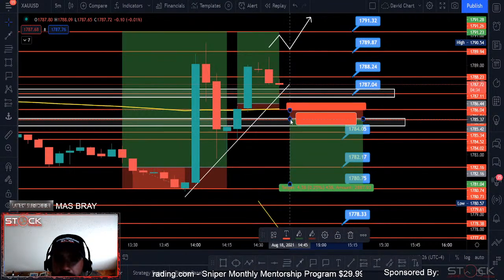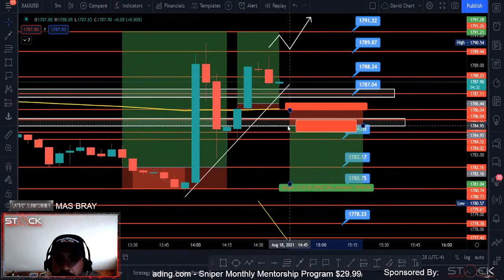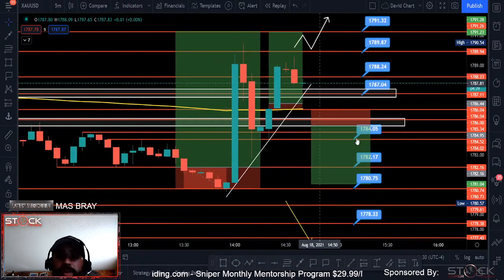Okay, I'm looking for the break below the 200. If it's not going to break the 200 area, I'm not looking to maybe take this trade, or even look for the setup.